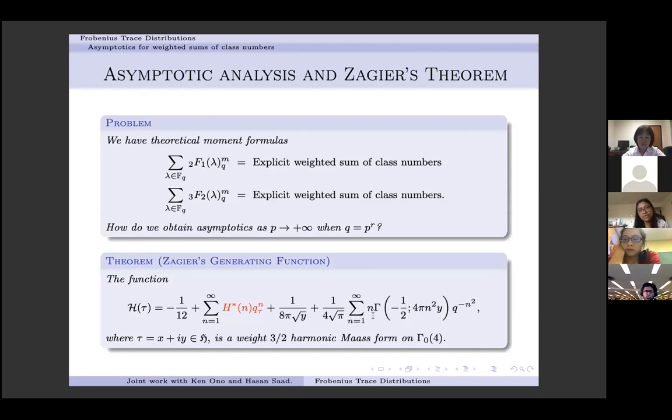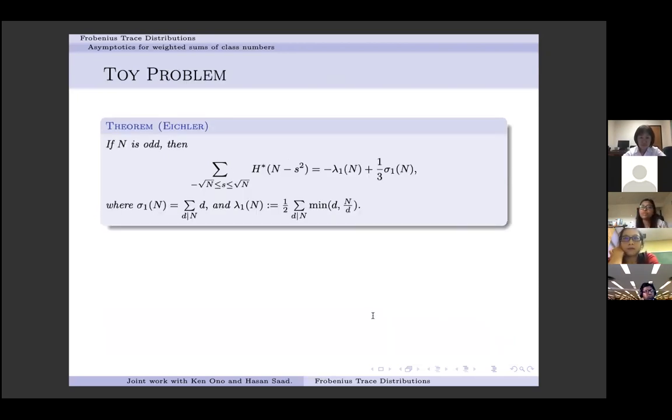To motivate how we obtain our asymptotic formulas, we first recall one of the famous theorems of Eichler. What Eichler proved is that he considered this sum of class numbers, and we obtain that this sum is equal to the sum of these two divisor sums, where sigma_1(n) is the usual divisor sum of n, and lambda_1(n) is the sum of the divisors of n which are less than the square root of n. So Eichler proved that this sum is equal to these two divisor sums.